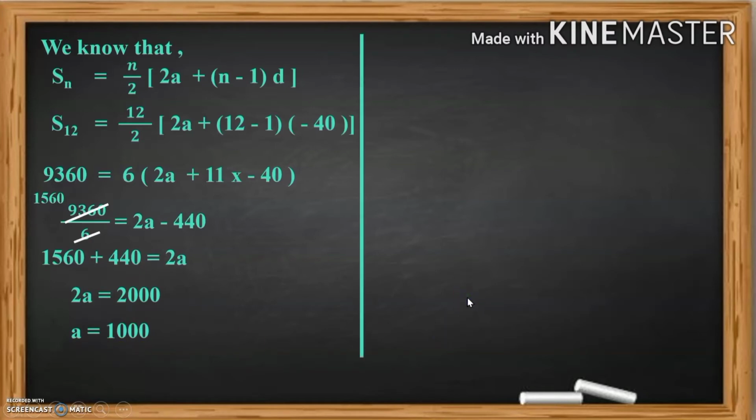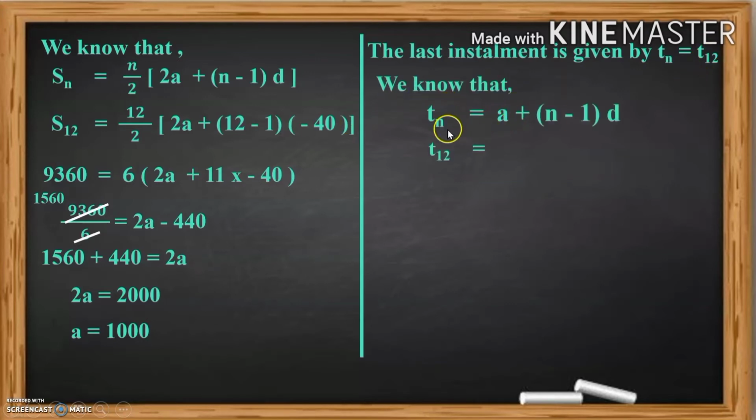Now let us find the last installment. The last installment is paid in the 12th month. So the last installment is given by Tn equal to T12. We know the formula for Tn, that is Tn is equal to a plus n minus 1 d. Let us substitute here. a is 1000, n is 12 and d is minus 40.